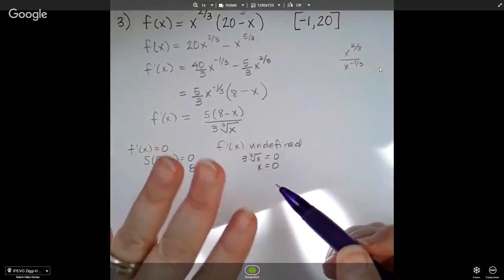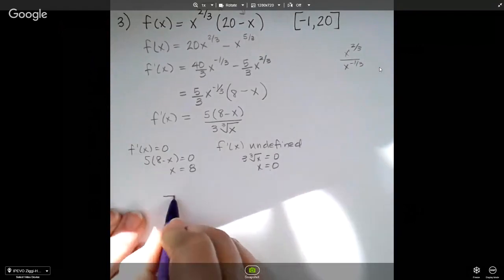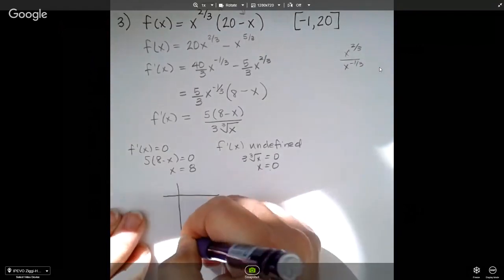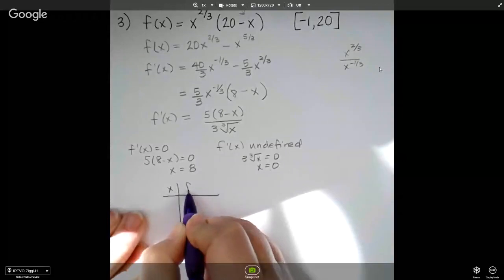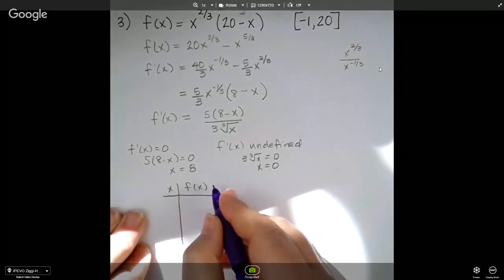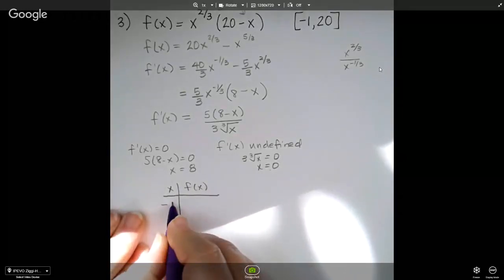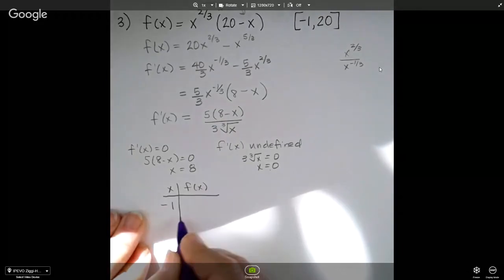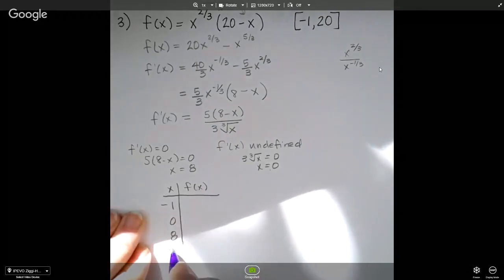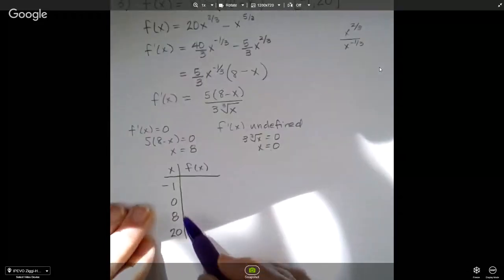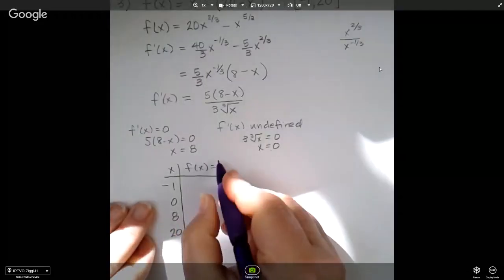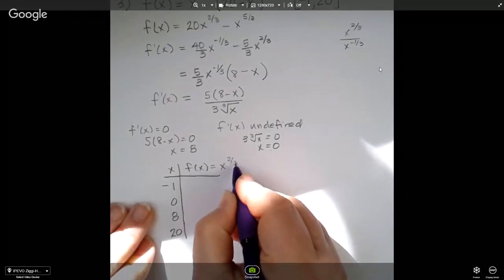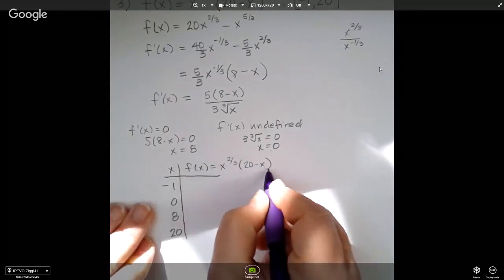So we're going to have 4 numbers on our xy chart here. So we're going to have x, f of x. So let's plug in the numbers. Negative 1, I'm going to put them in order, 0, 8, and then 20. Nice ray of sunshine here. And f of x, let's remind ourselves, is x to the 2/3 times 20 minus x.